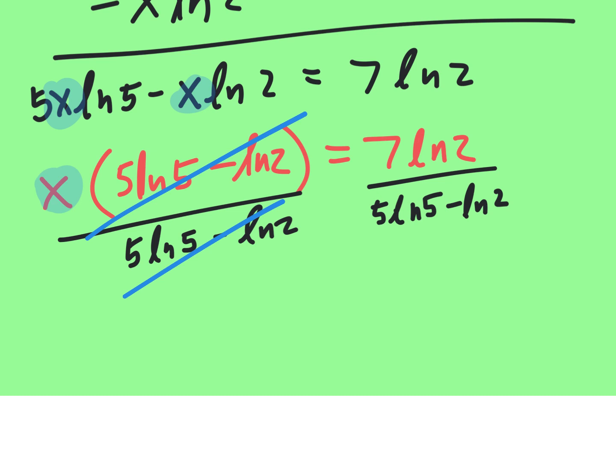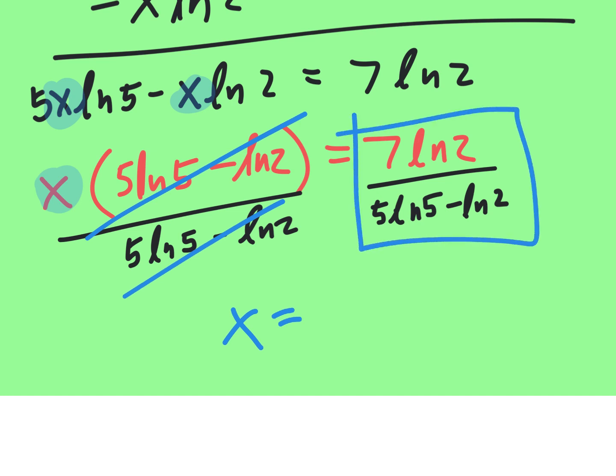I don't think it's that hard. It really isn't. Oh, wait, no, we wouldn't have a decimal because we ask you to give exact answers. So there is your exact answer. The end. 7 ln 2 over 5 ln 5 minus ln 2.